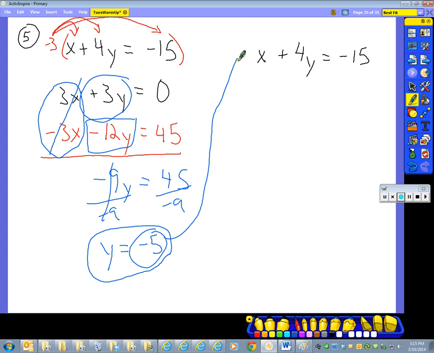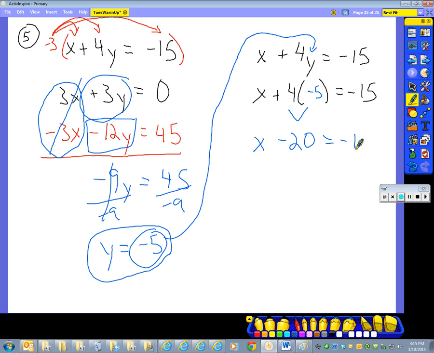So here we go. Negative 5. I'm going to sub that in for y, and whenever I do that, my equation's going to look like this: x plus 4 times y equals negative 15. In for y, I'm going to put a negative 5. We have 4 times negative 5 is going to equal, class? Negative 20. Good job. Equals negative 15.